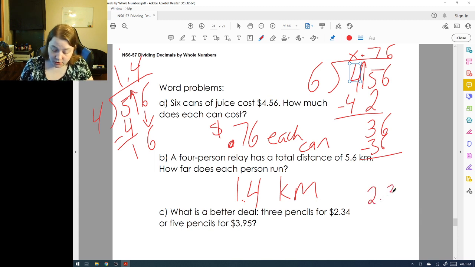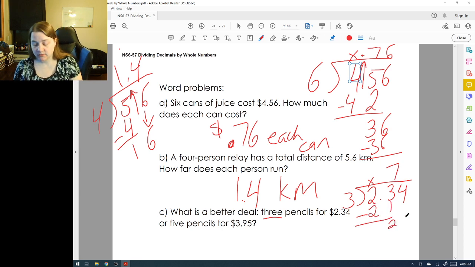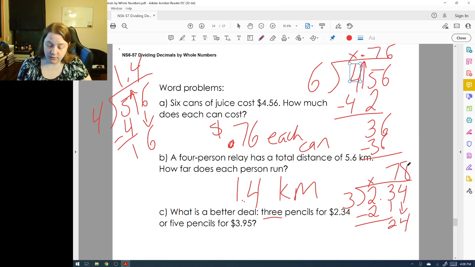Well, the $2.34 divided by 3 goes into 2, it doesn't. 3 goes into 23 7 times because 7 times 3 is 21. That leaves you with 2 left over. Bring down the 4. 3 goes into 24 8 times. So the 3 pencil deal is 78 cents each.